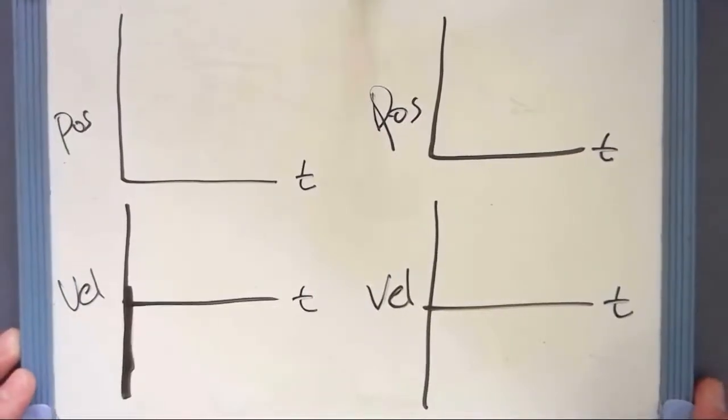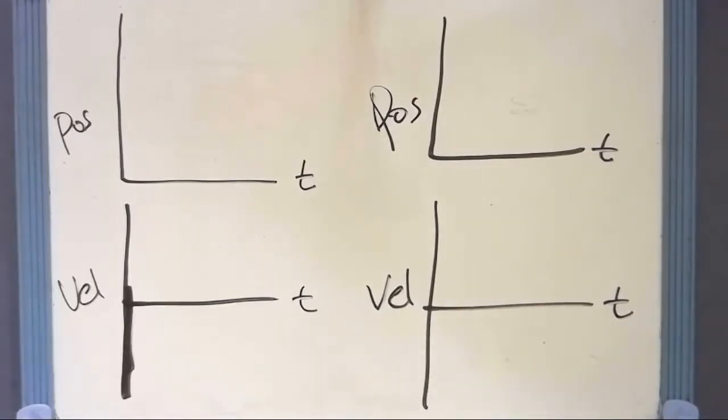Okay, so let's put all of this together, all of our wonderful knowledge about motion graphs. The first thing we need to look at when we're looking at a motion graph is what kind of graph it is. You'll notice I have both types on here, both position versus time and velocity versus time. I'm going to do two of them. What kind of graph is it?